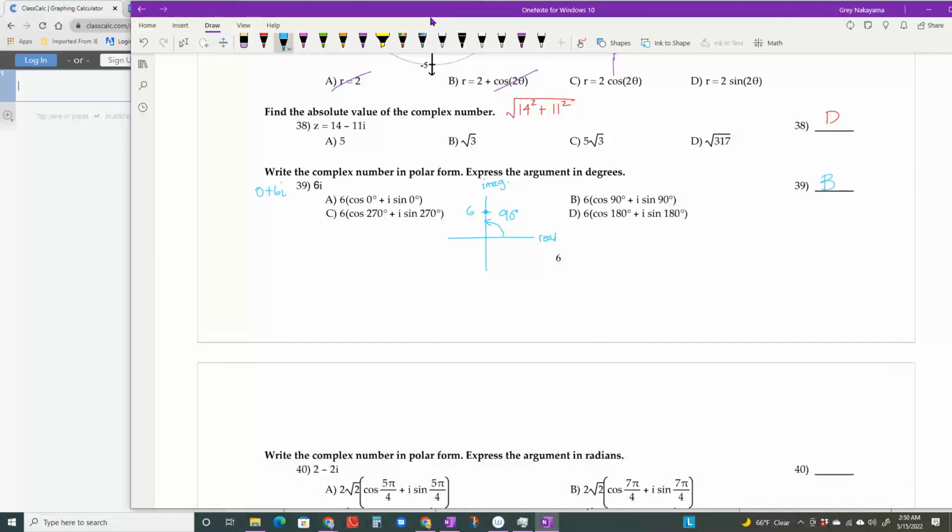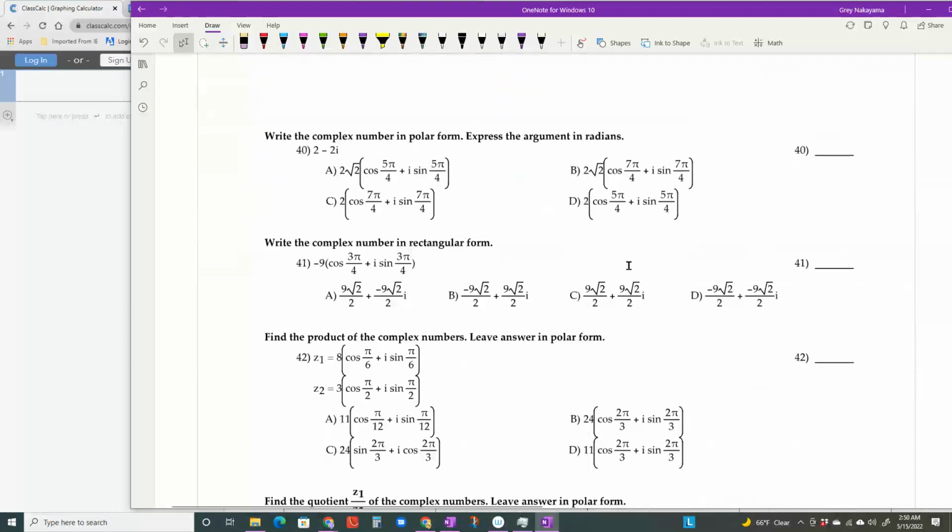Okay? You can check it out if you want to. What's the cosine of 90? The cosine of 90 is 0. Sine of 90 is 1, and 1 times i. So that's what this is. And 6 times 0 is 0. 6 times 1i is 6i. Okay? But a lot of times if you will plot these things, it's a lot easier than doing it algebraically.